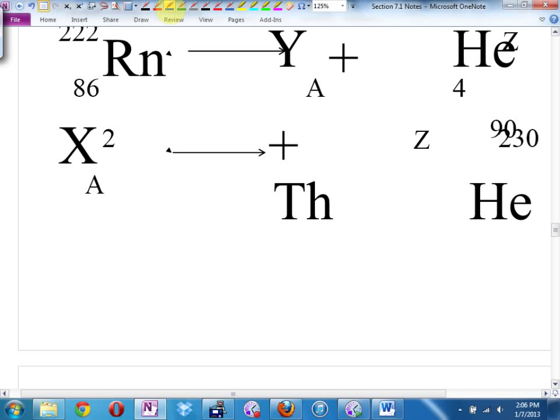We're going to go with thorium, element number 90, which has a mass of 230. That's going to decay. So thorium-230. And when it decays, it's going to give off an alpha particle, which has a mass of 4 and 2 protons.